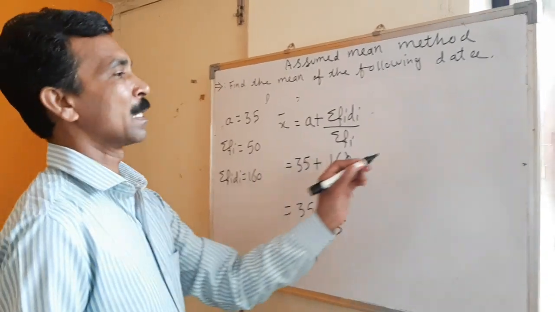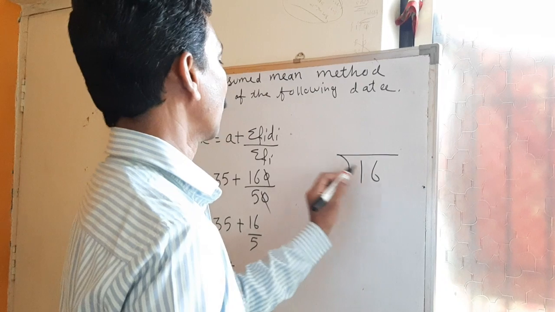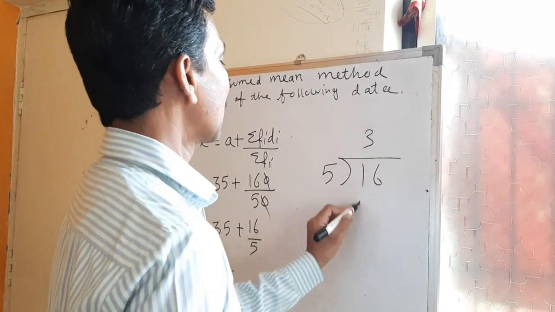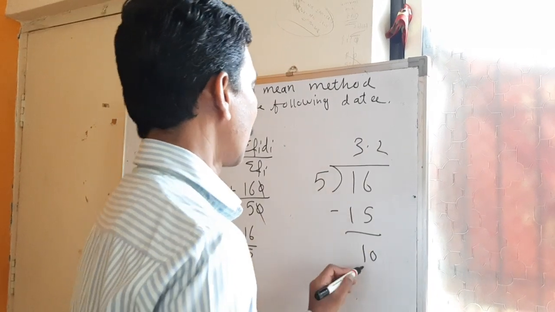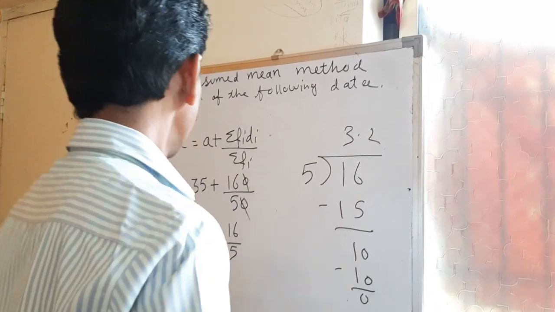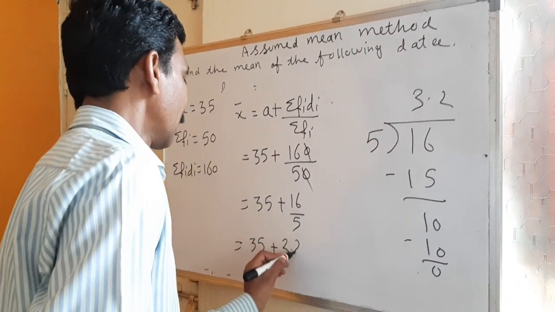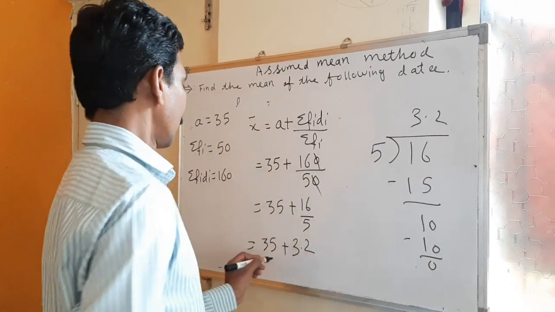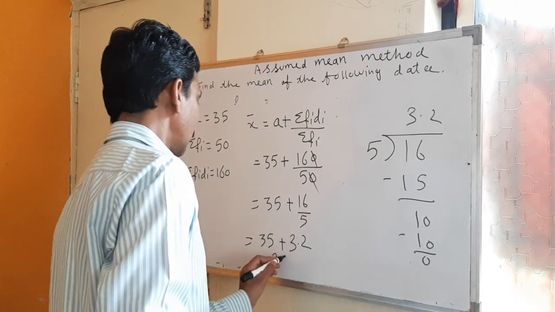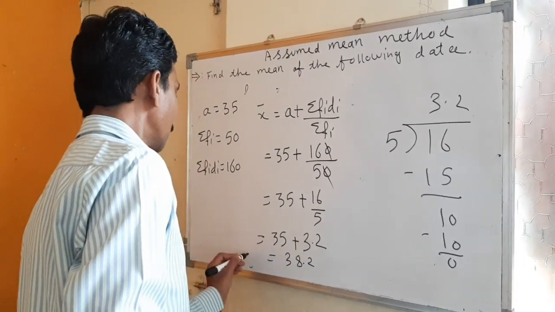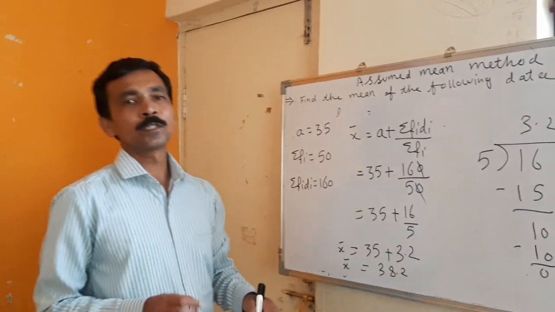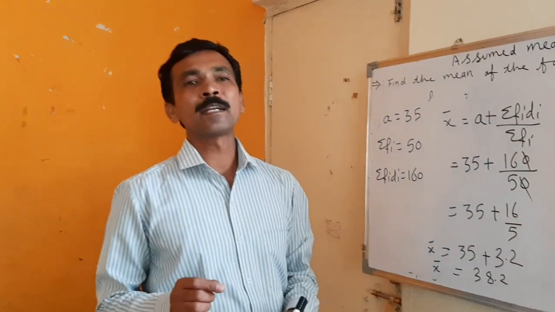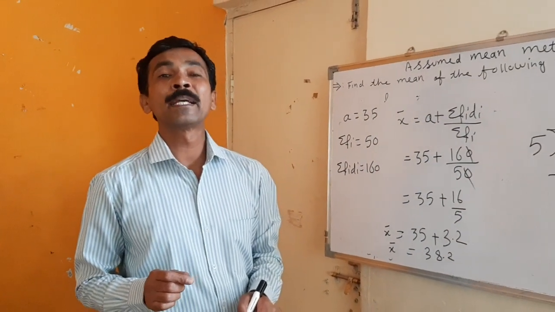Let's divide these two numbers and see what the answer is. 16: 5 3s are 15, 1. 5 2s are 10. So it is 3.2, so it is 38.2. So x bar is equal to 38.2. So this is the way to find the mean using the assumed mean method.